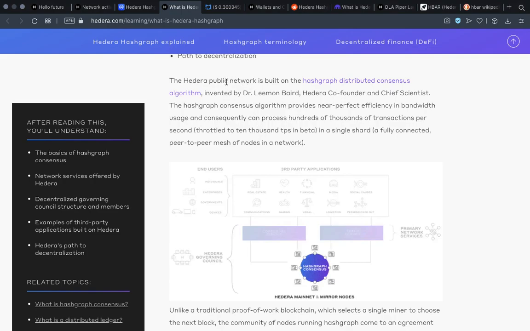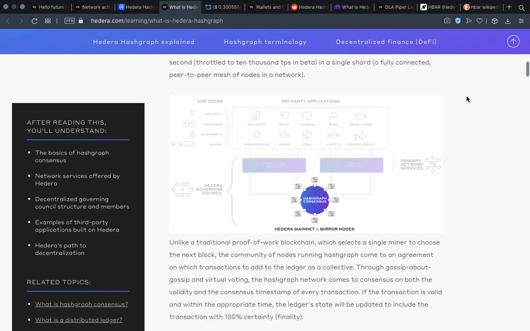The Hedera public network is built on the Hashgraph distributed consensus algorithm, invented by Dr. Leemon Baird, Hedera co-founder and chief scientist. The Hashgraph consensus algorithm provides near-perfect efficiency in bandwidth usage and consequently can process hundreds of thousands of transactions per second, throttled to 10,000 transactions per second in beta, in a single shard, a fully connected peer-to-peer mesh of nodes in a network.